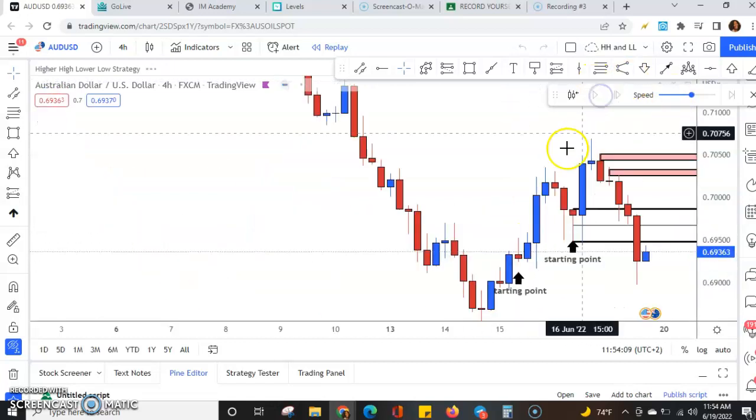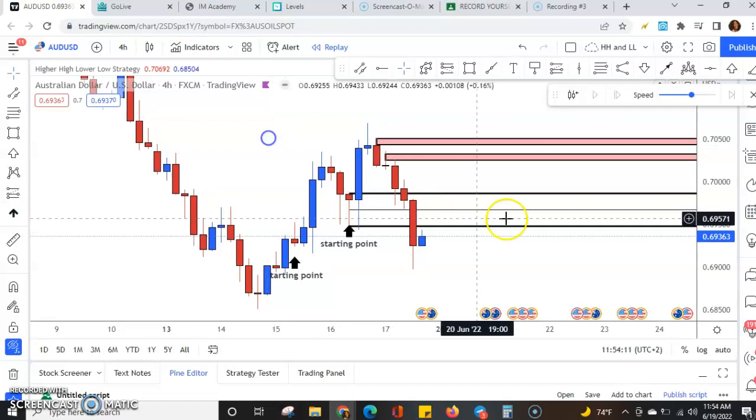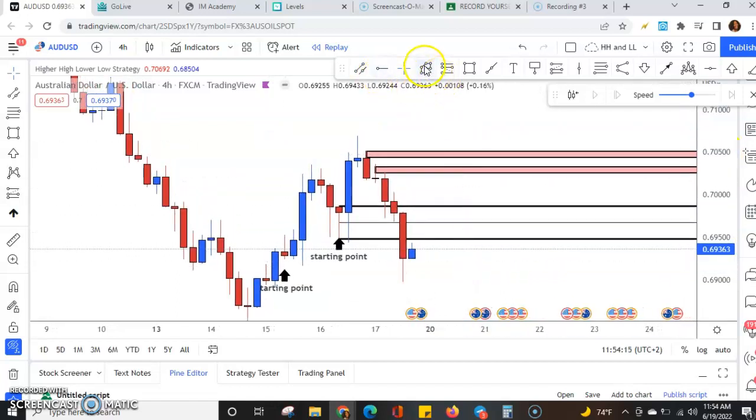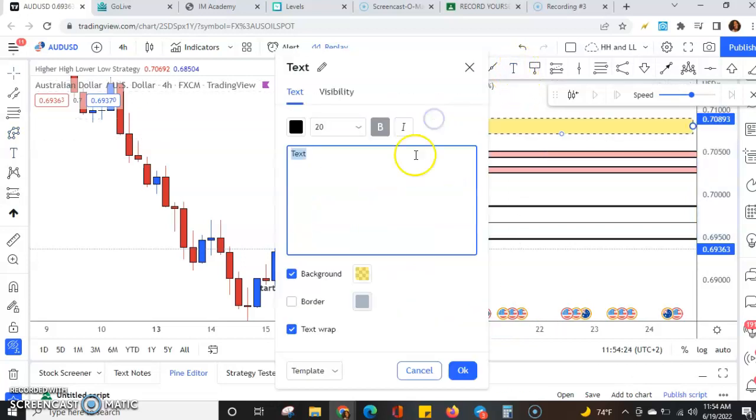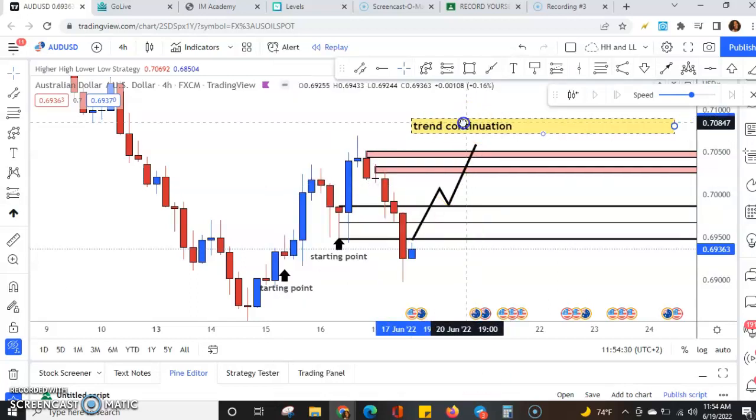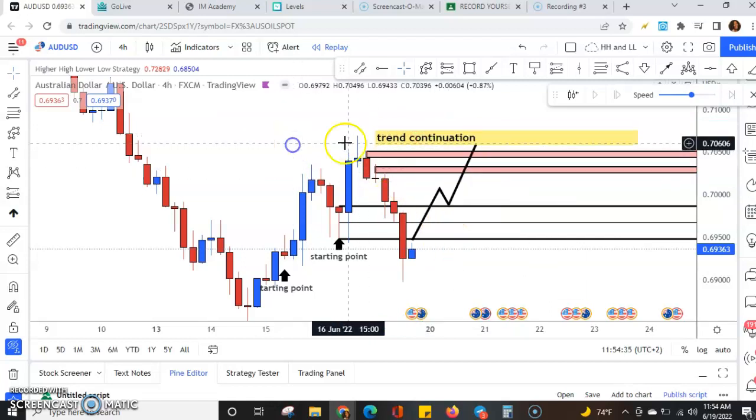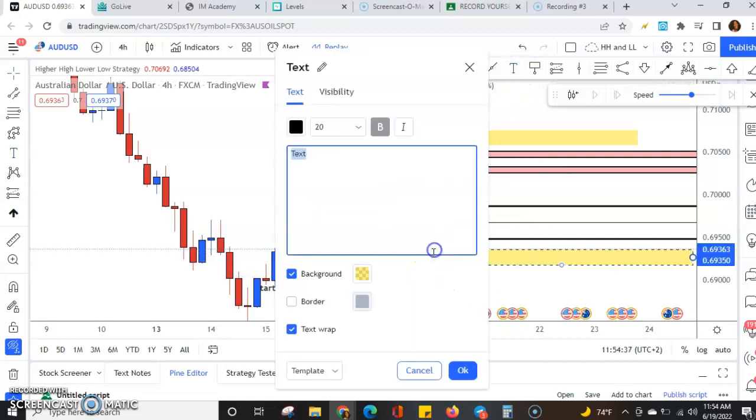Up. So as you can see, this market broke and closed below my starting point. Now we have a trend reversal. So had this market not closed below and actually bounced off, this would have been a trend continuation. Once again, had this market not broken close below my starting point, we would have been looking for a buy opportunity for a trend continuation. But because the market closed below my starting point, we have a trend reversal.